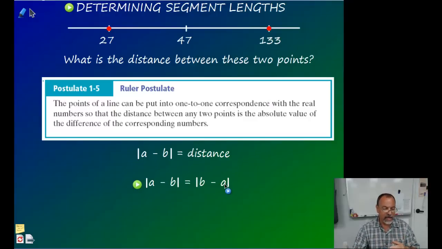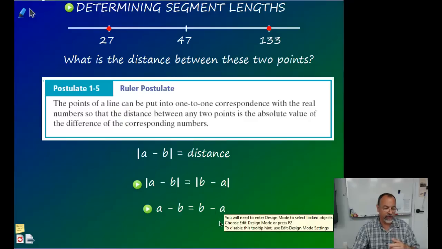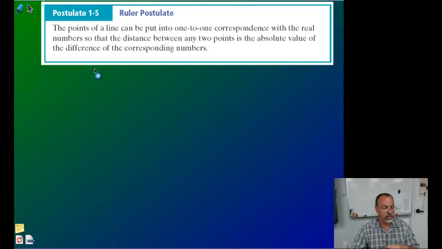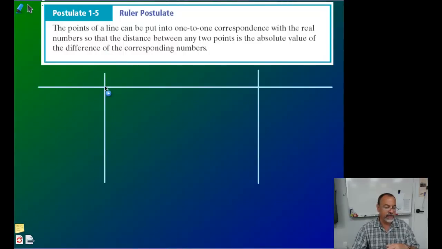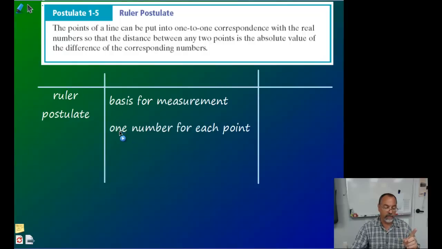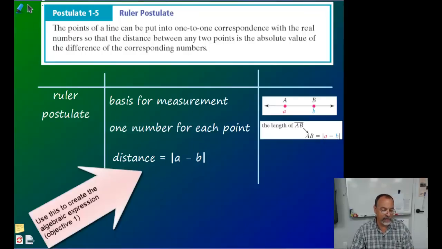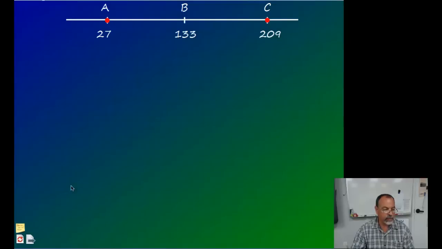Okay, so that's how we actually find the length between any two numbers or any two points. So the ruler postulate says as long as I put them in order, it's the basis for measurement, one number for each point, the distance is then the absolute value of a minus b. So really, out of that whole thing, this would be what would need to be in your notes right here. Okay, so let's go ahead and apply that on a problem or two.